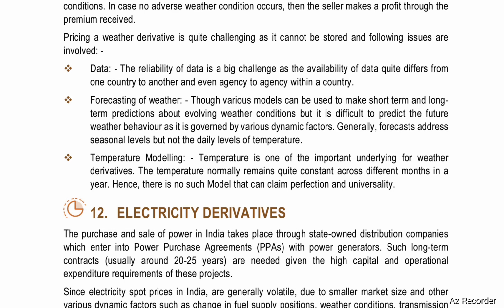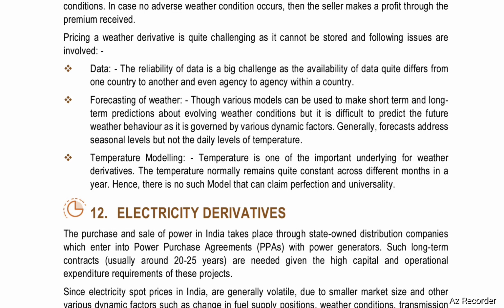Next, temperature modeling. Temperature is one of the important underlyings for weather derivatives. The temperature normally remains quite constant across different months in a year. Hence, there is no such model that can claim perfection and universality.